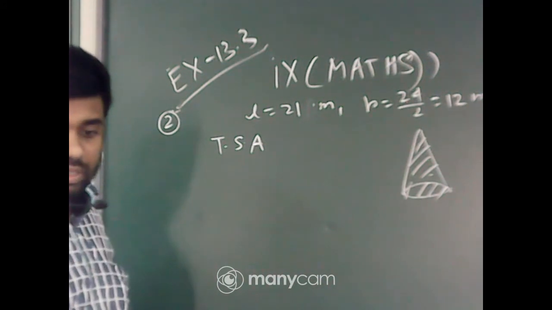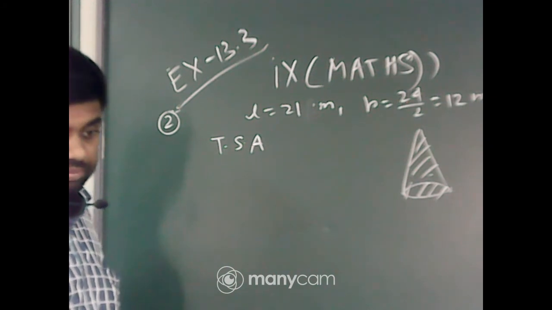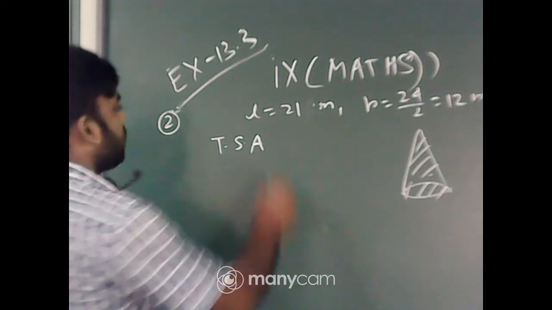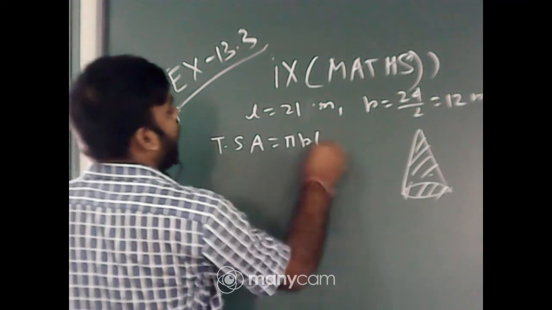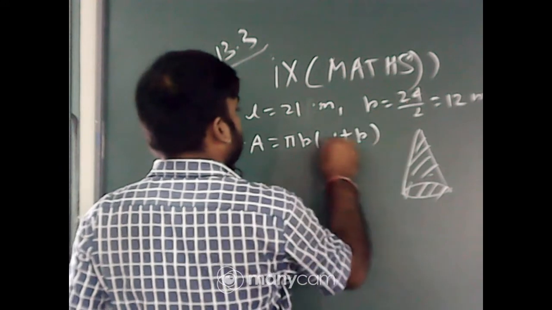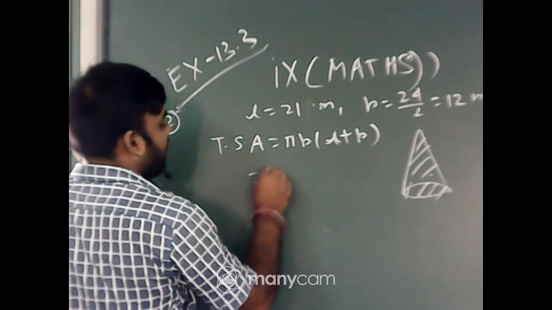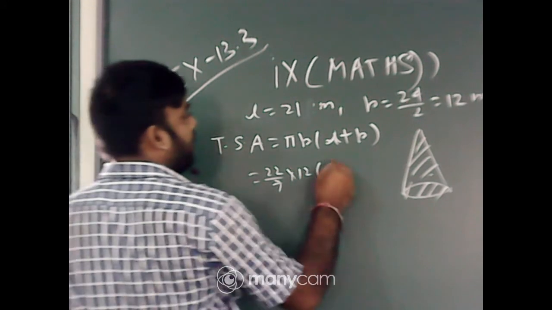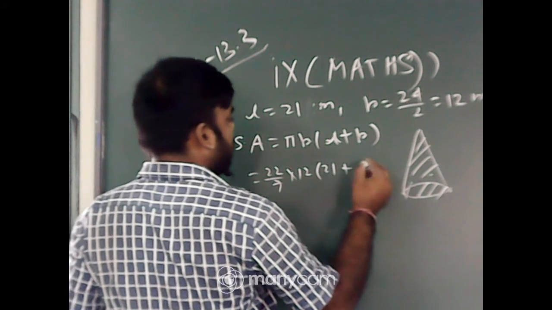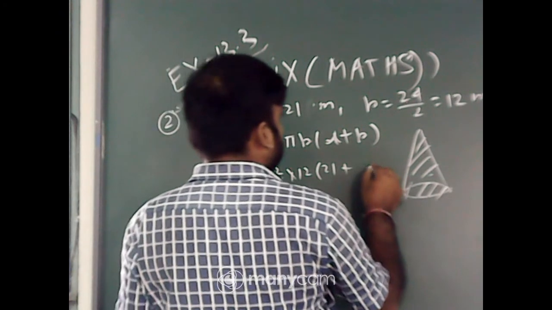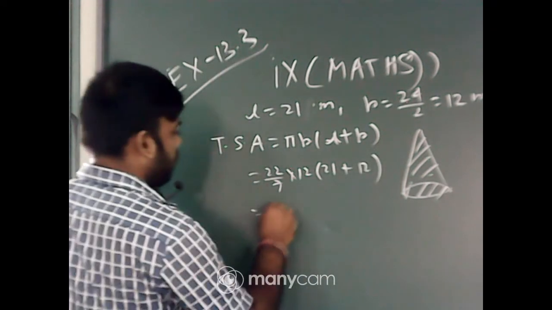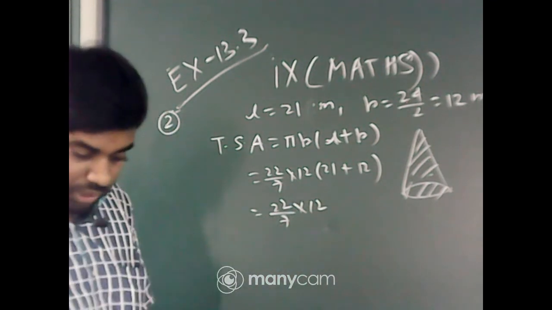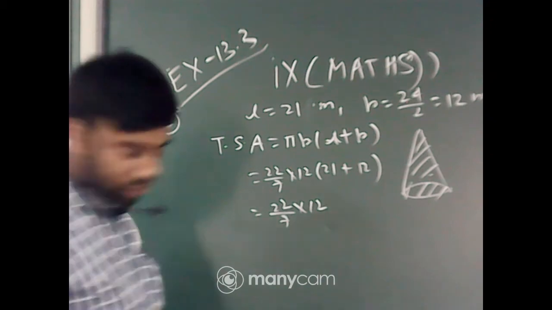Pi RL plus pi R square. Yes. That is pi R into R plus L. So pi is 22/7, R is 12, R plus L: L means 21, R means 12. 22 into 12, 21 plus 12, that is 33.